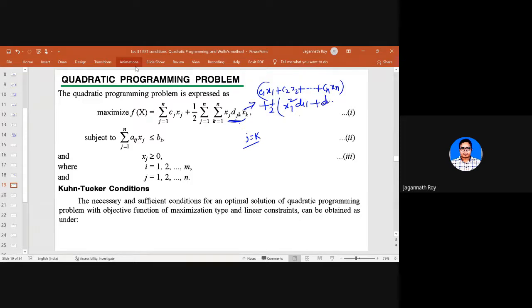and some dij xi xj, plus dnn xn square. So each term will have maximum degree 2. Here is degree 2, here is 1 plus 1, which is also degree 2, and here is degree 2. So for quadratic, the more generalized function is represented in this form. And the constraint functions that we have are linear type. Okay, this is non-linear.